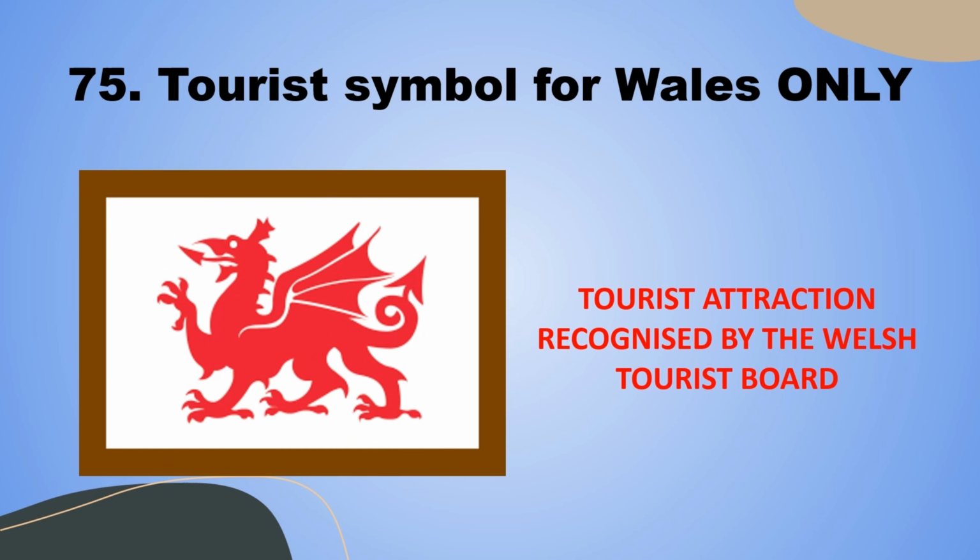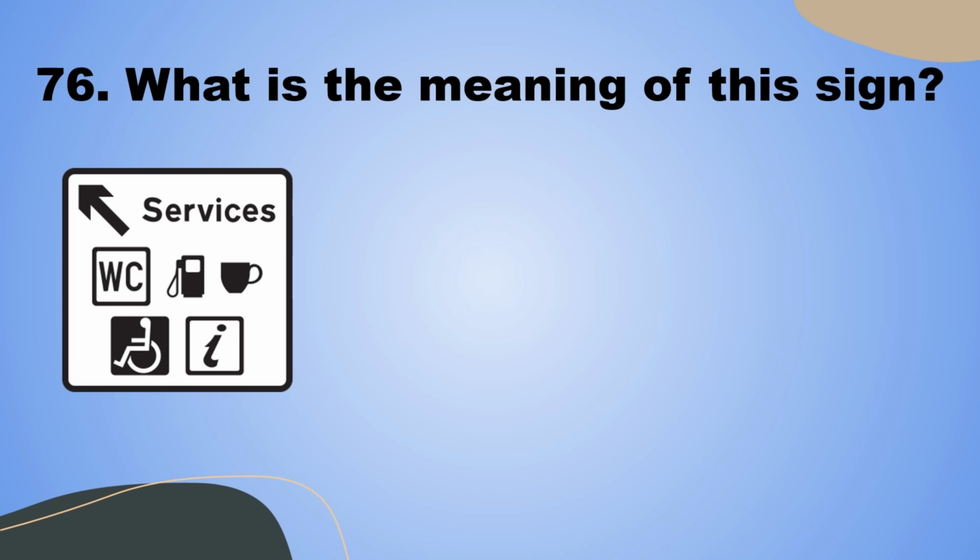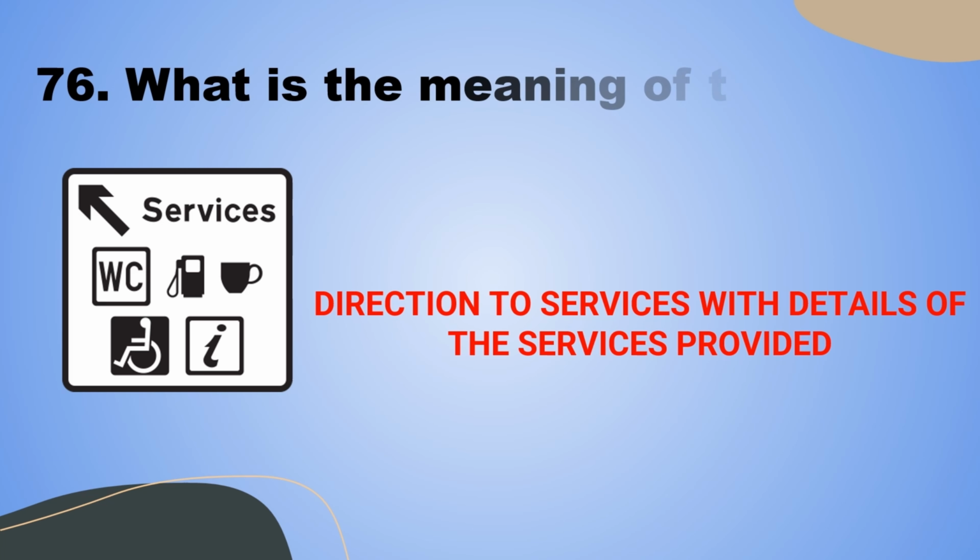Next sign, if you will. What is the meaning of this sign? Direction to services with details of the services provided. If you have a look at this particular sign, you can see that the services provided are toilets, petrol, a shop like a coffee shop or a restaurant with disabled facilities, and it's also an information center.